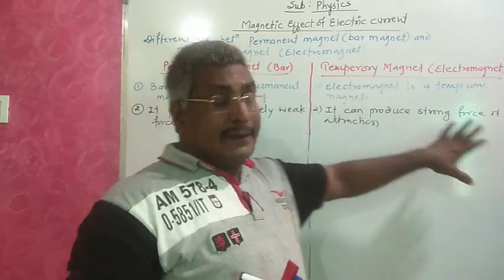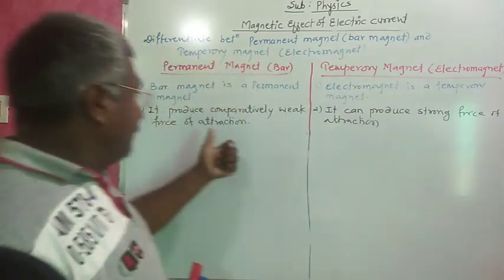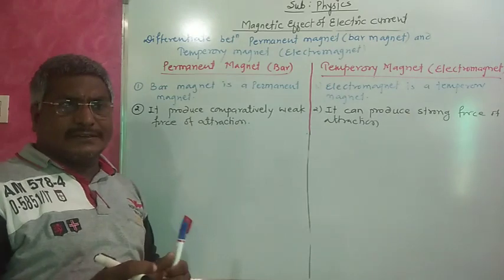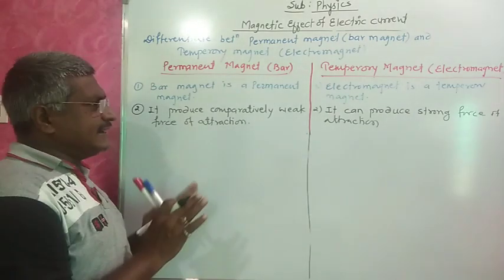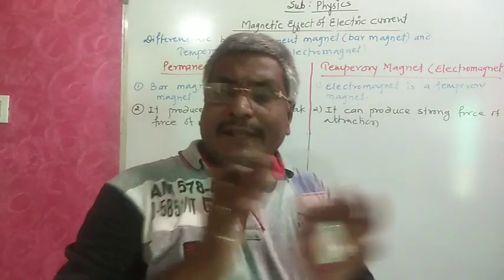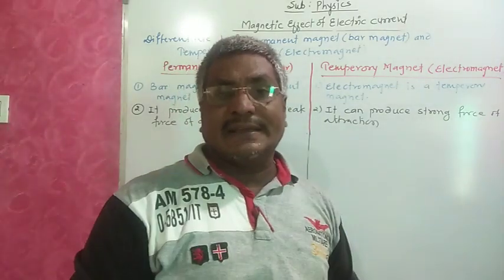So here it is stronger. But here weak means it is constant. Any magnet you can take, there is a constant force of attraction. There we cannot increase or decrease.